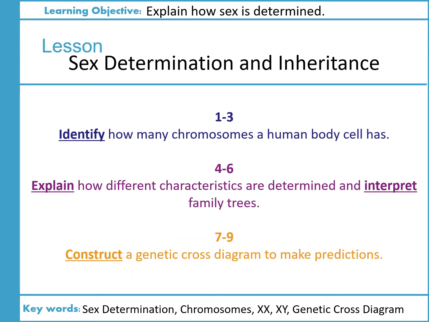We need to identify how many chromosomes a human body cell has. We have talked about that a bit before already. Explain how different characteristics are determined, have a look at some family trees, and also construct a genetic cross diagram to make predictions. When the exam board asks you to make genetic cross diagrams, you make a Punnett square. It's the same thing and you are less likely to go wrong.